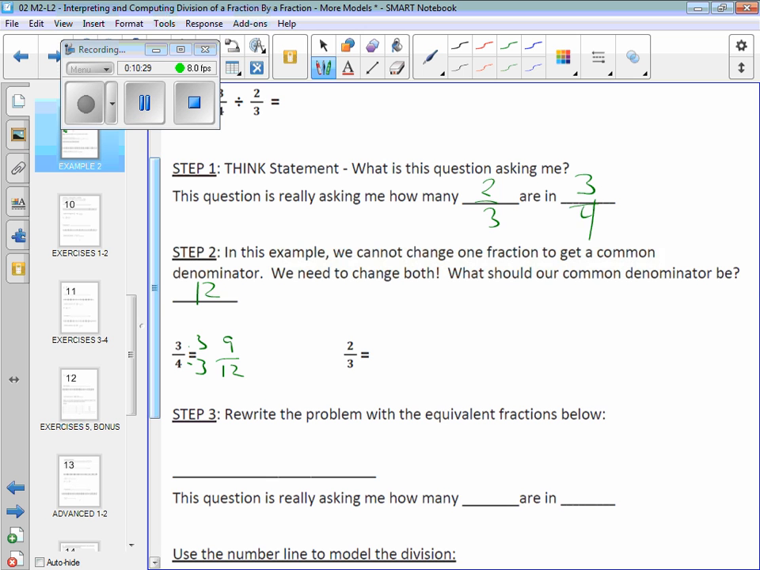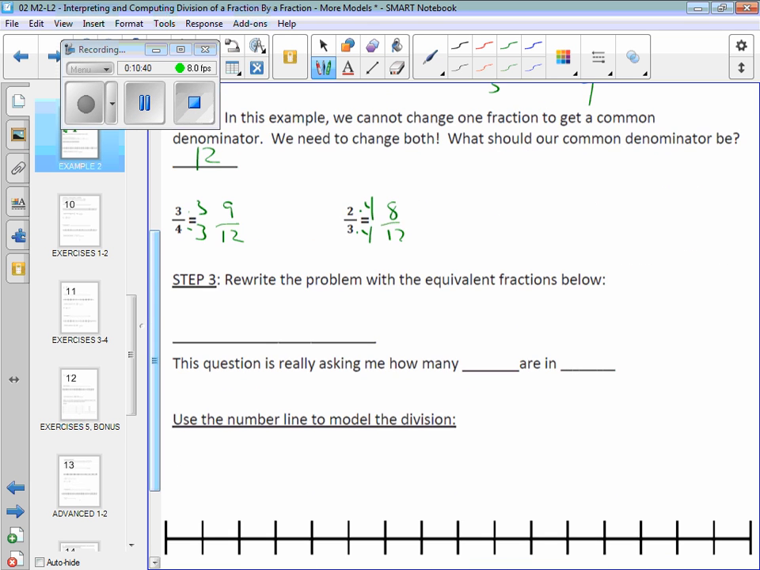Steven, what do you got? 3/12. Sounds good. Constant of 4 in that case. So now we rewrite it as how many 8/12 are in 9/12? You want to try to do the rest on your own, or do you need my help?